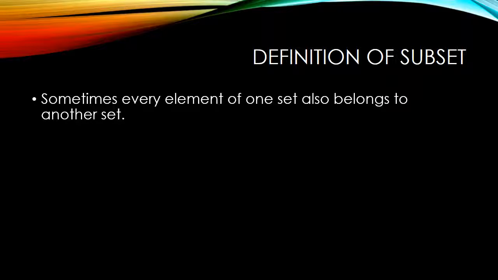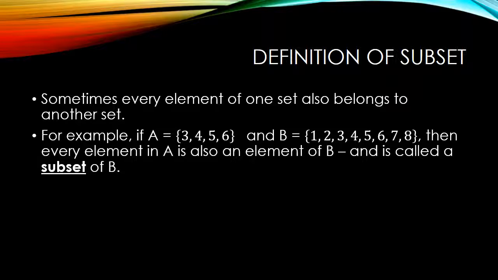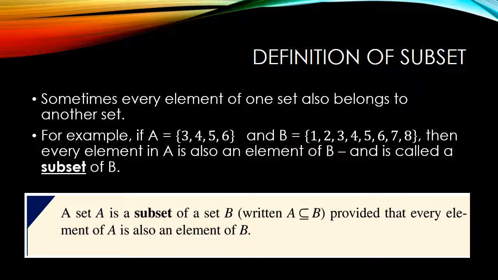Now, sometimes every element of one set also belongs to another set. For example, let's say A is 3, 4, 5, 6, and B is 1, 2, 3, 4, 5, 6, 7, 8. Then every element that's in A is also in B, and A would be called a subset of B. So A is a subset of a set B, and it's written with this symbol here. It's kind of like a sideways U with a line under it, provided that every element of A is also an element of B.